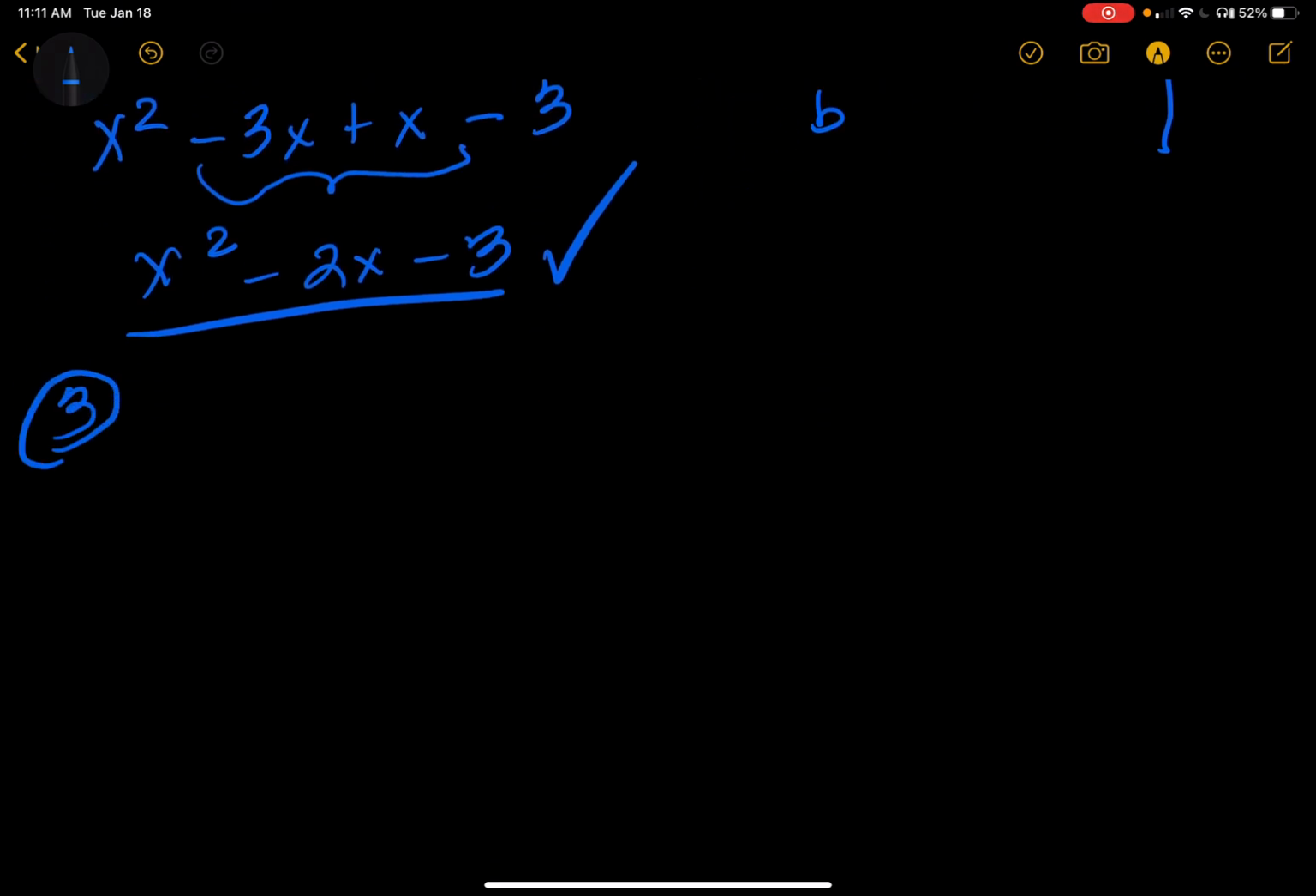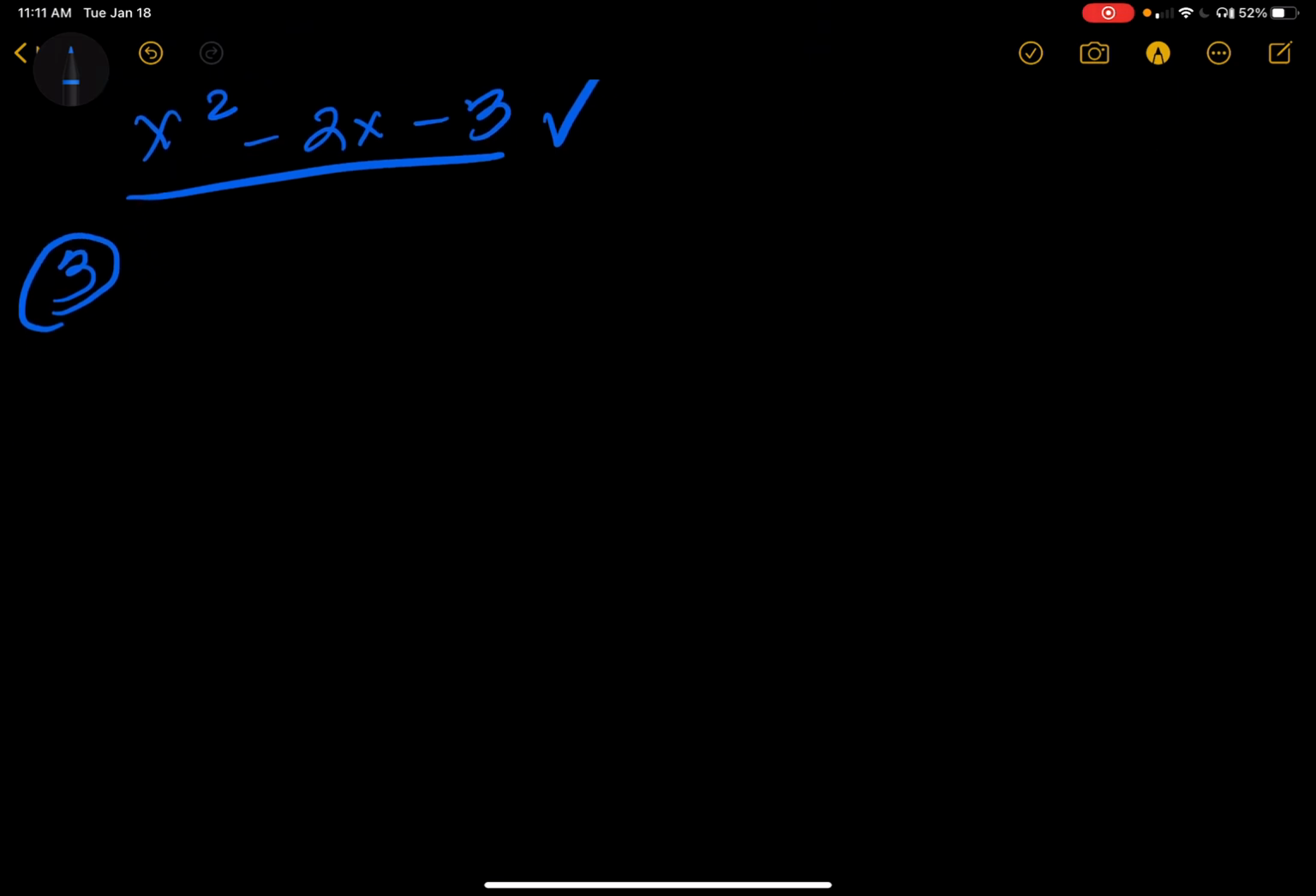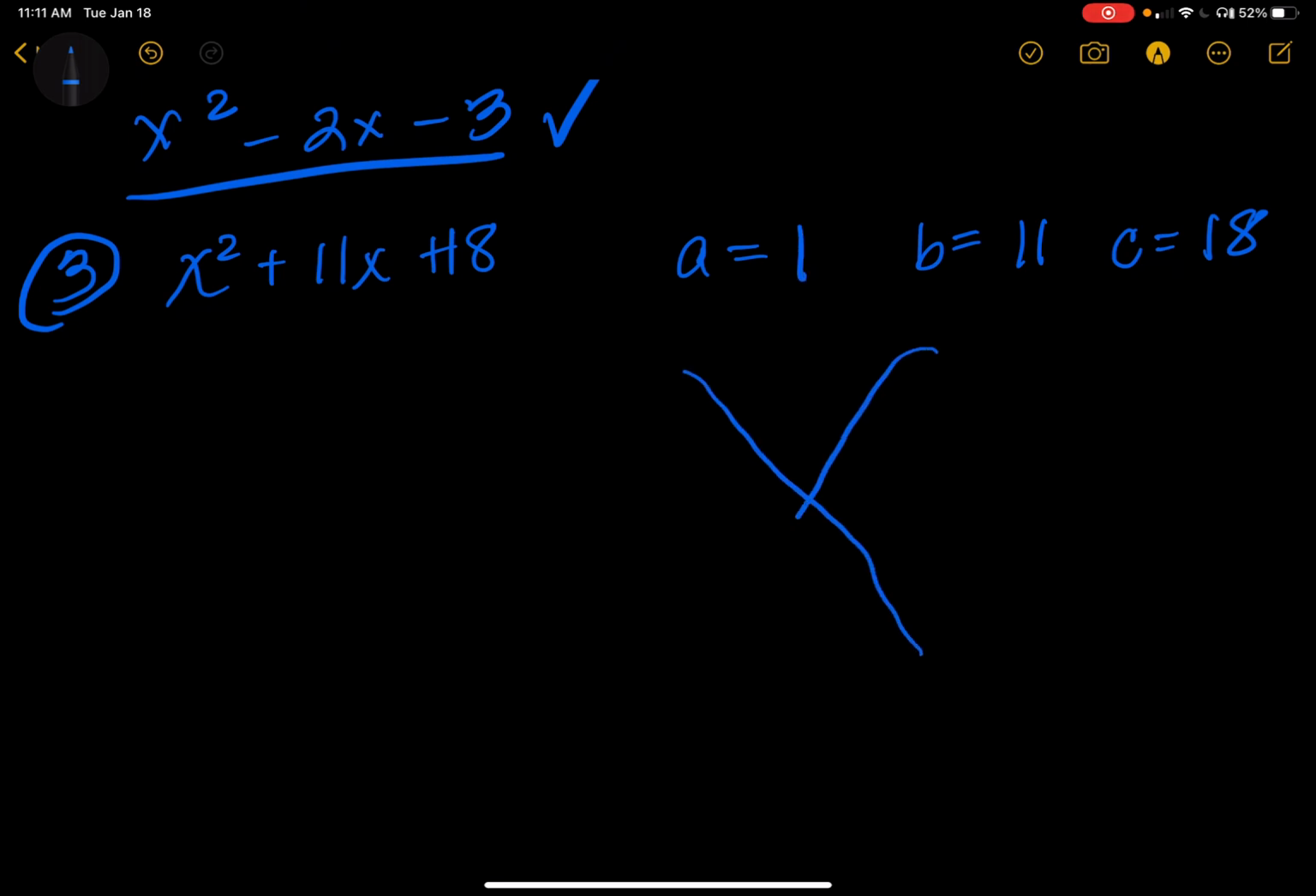Example number 3. We have x squared plus 11x plus 18. And so, as always, we start with A, B, and C. Our C is a positive 18, our B is 11, and our A is 1. So what are the factors of A times C, which is 1 times 18, that will add to B?